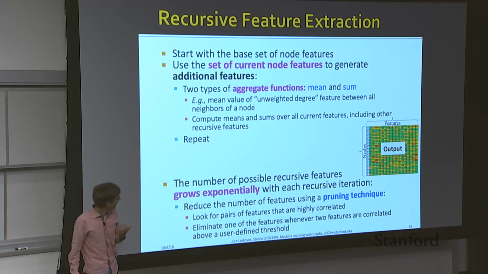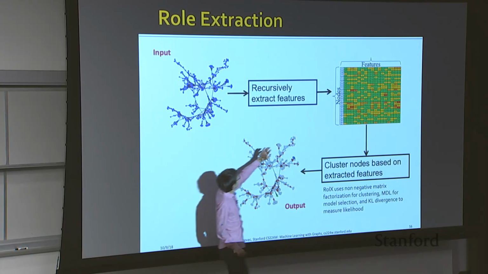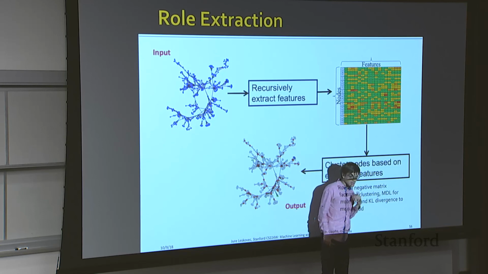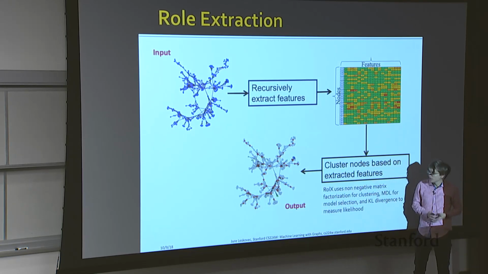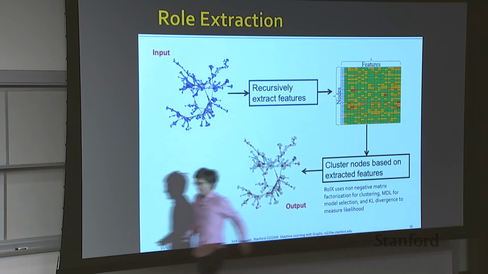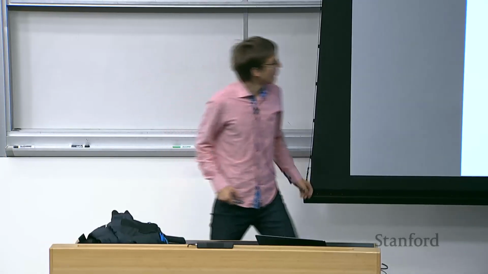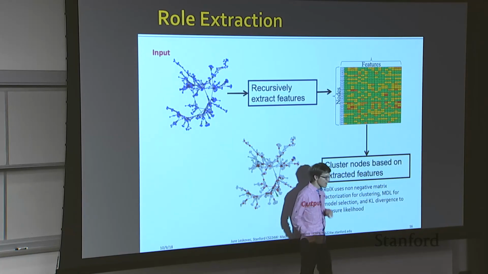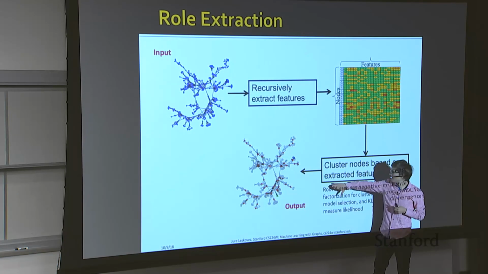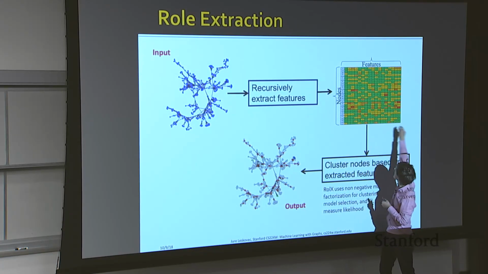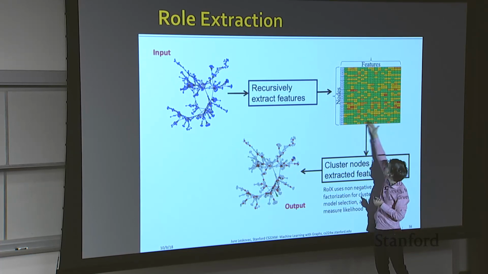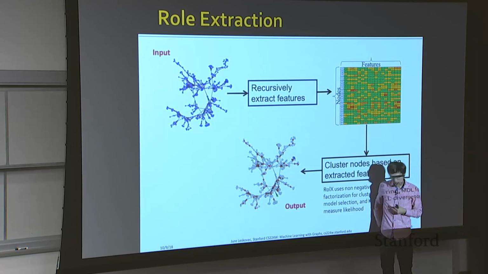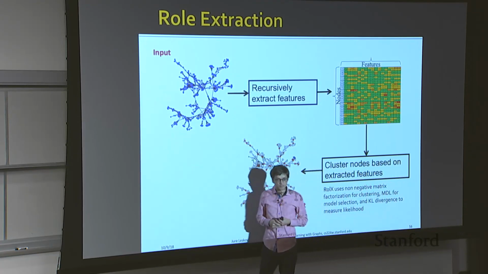Okay? So now, what we have learned is how to take the network and apply the recursive feature extraction to get this node to feature matrix. And then, as the last step, what you can do is cluster these nodes based on the extracted features. You can use any clustering technique you like, where you are defining some kind of similarity between two nodes based on the feature description that they have. You could apply k-means, or some more advanced clustering technique.